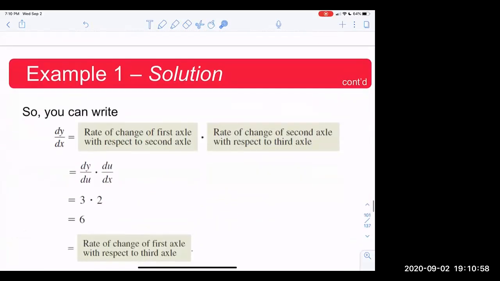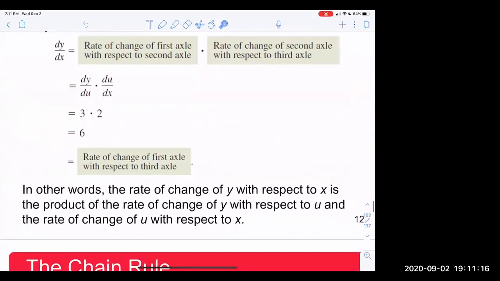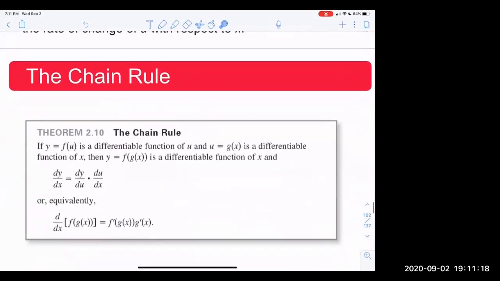So we can write that the change in the first axle with respect to the third axle is equal to the change in the first with respect to the second times the change of the second with respect to the third, okay? So what does that mean for us?